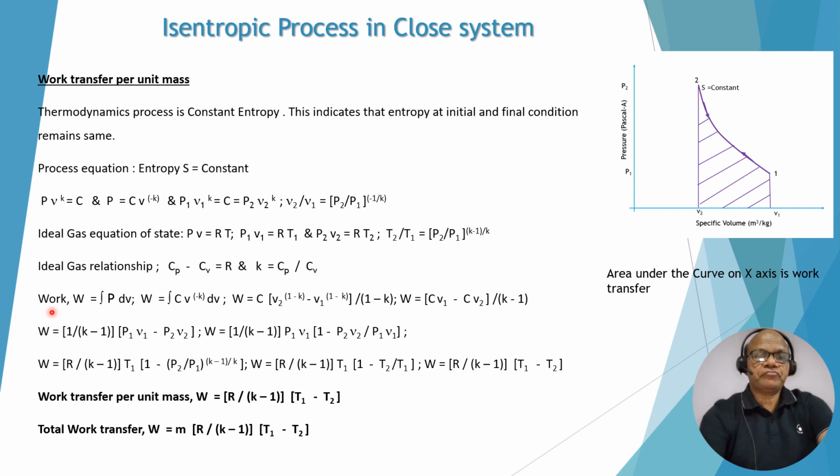So the work transfer W is the integration of P dV. After replacing P, we can write the integration of C V^(-K) dV. After simplification, W = R/(K-1) into (T1 - T2). This can also be written as W = R T1/(K-1) into [1 - (P2/P1)^((K-1)/K)]. So work transfer per unit mass is W = R/(K-1) into (T1 - T2), and total work transfer is W = m R/(K-1) into (T1 - T2). This is the work transfer, and on the PV diagram you can see it as the area under the curve on the x-axis.